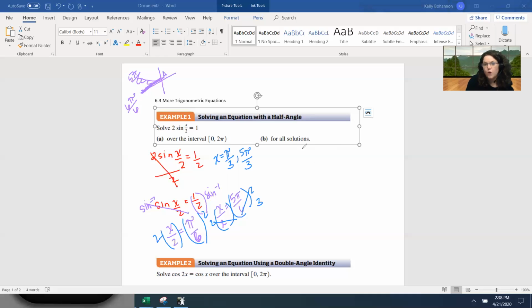Now it asks for all of the solutions. Well, I've found the solutions for the first go around. So this is my first trip around the unit circle. But if I want to keep going, it would be plus 2 pi n. And x also equals 5 pi over 3 plus 2 pi n. So that's it.